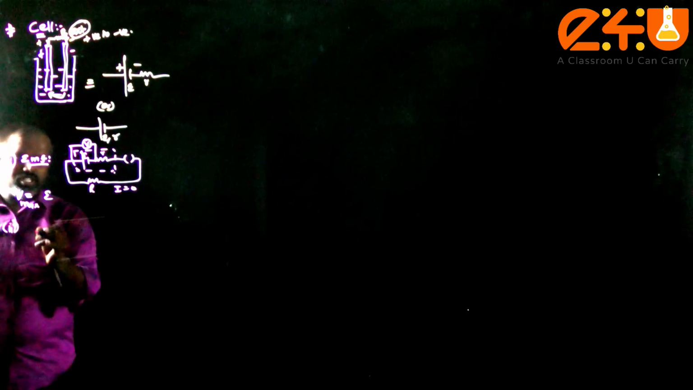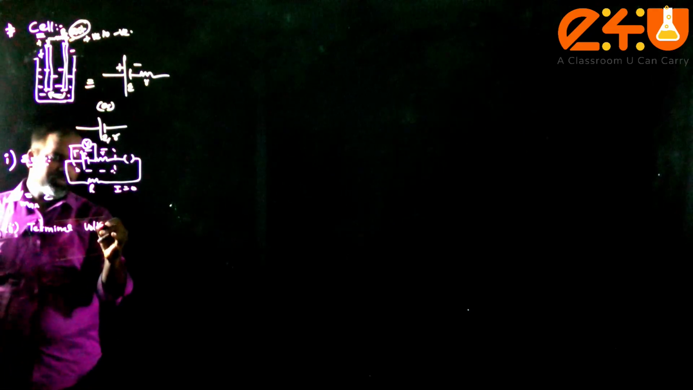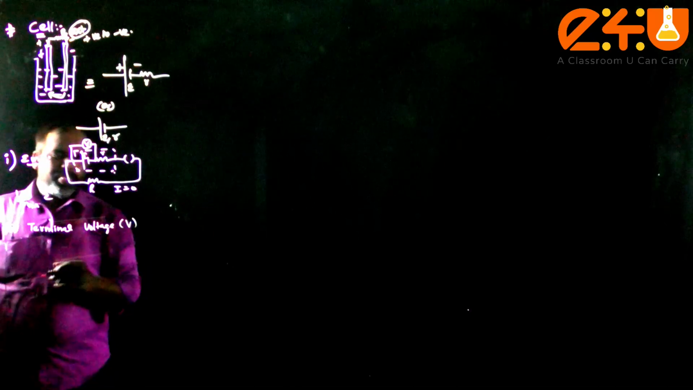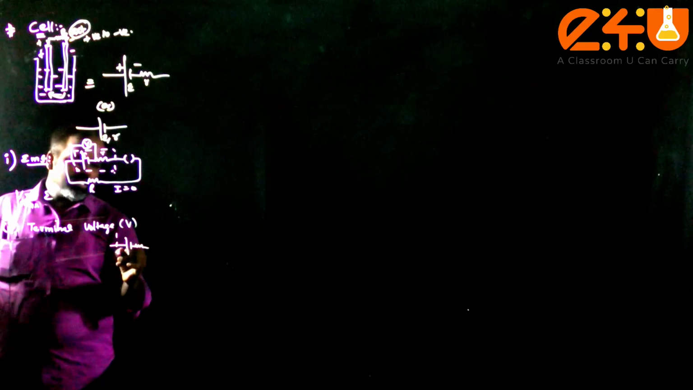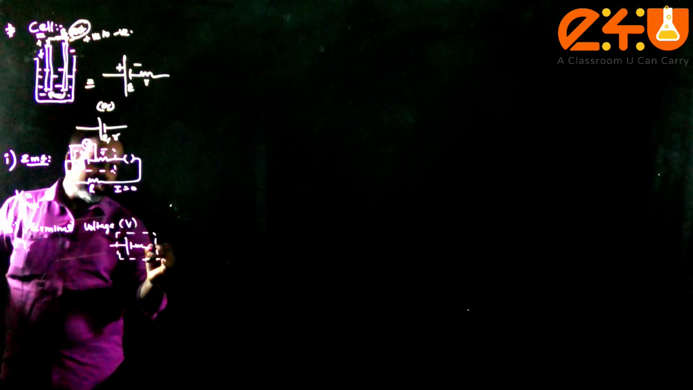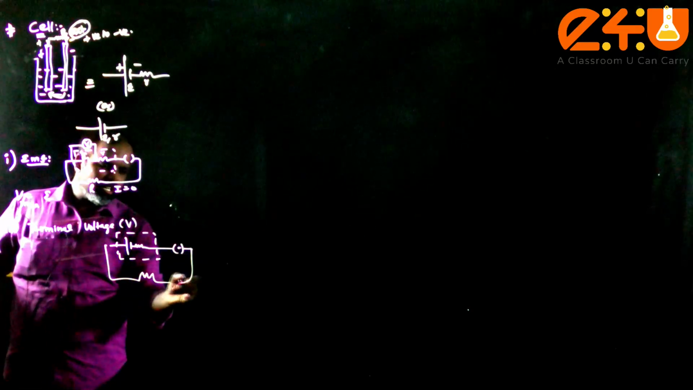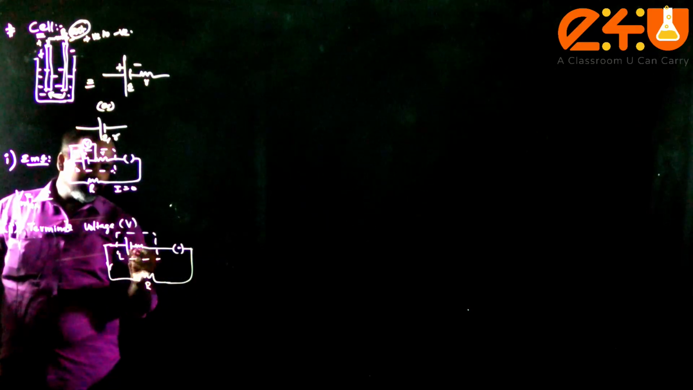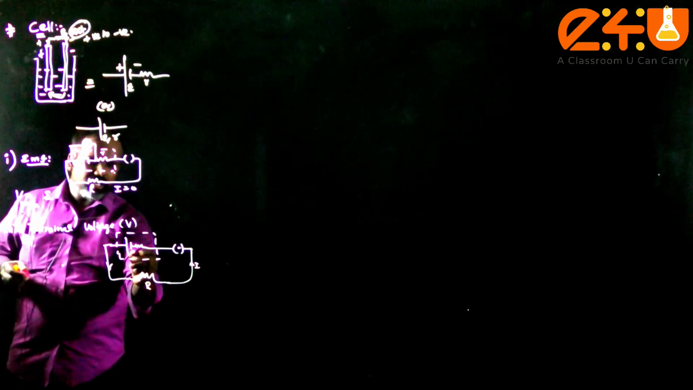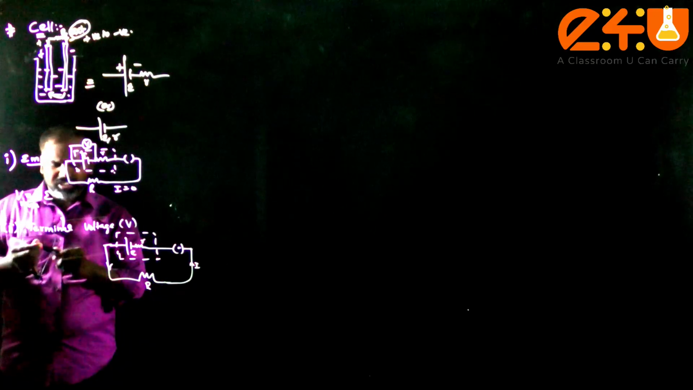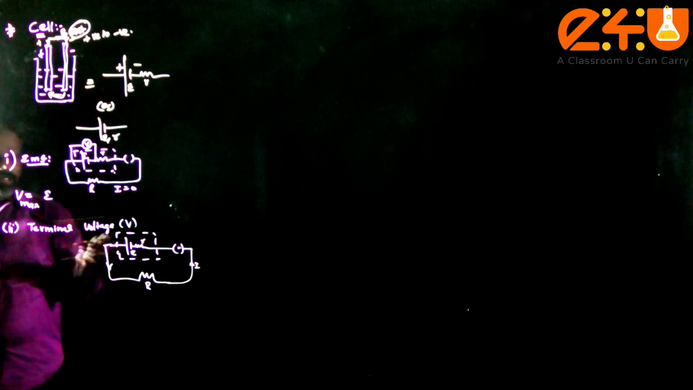So the second part is terminal voltage. The second one is terminal voltage V. In this case the circuit is closed, so there is a flow of current in the circuit, and there is an external resistance R. So some current will flow from positive of the battery to negative of the battery. In this case, what we are measuring across a given resistance or across the terminals of the cell is called the terminal voltage.